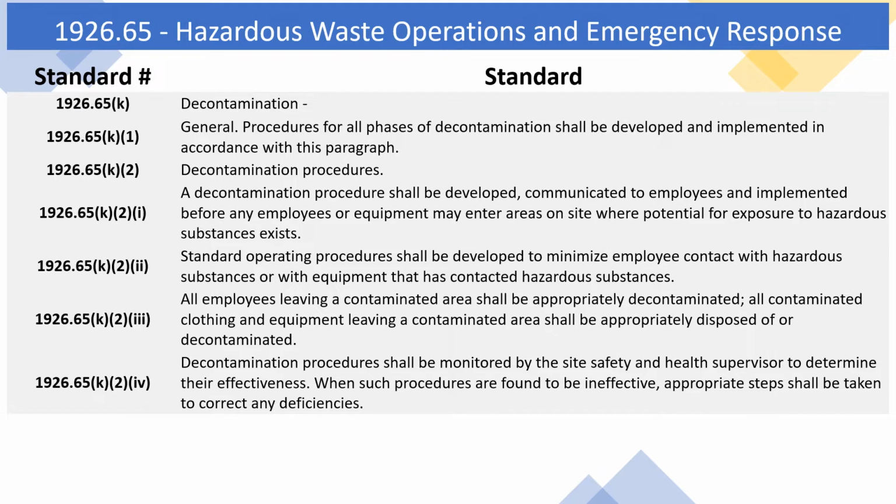1926.65 K. Decontamination. 1926.65 K1 General. Procedures for all phases of decontamination shall be developed and implemented in accordance with this paragraph. 1926.65 K2 Decontamination procedures. 1926.65 K2.1 A decontamination procedure shall be developed, communicated to employees and implemented before any employees or equipment may enter areas on site where potential for exposure to hazardous substances exists.